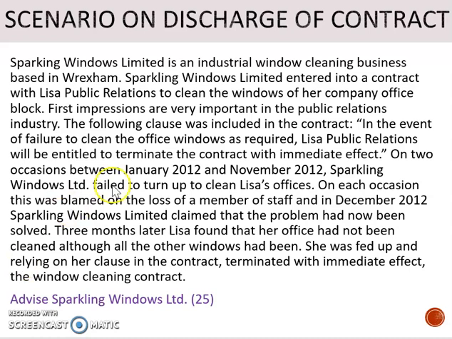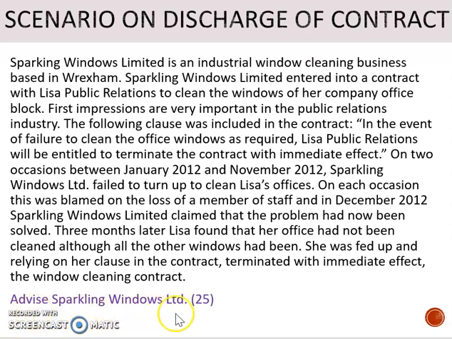On two occasions, between January 2012 and November 2012, Sparkling Windows Limited failed to turn up to clean Lisa's offices. On each occasion, this was blamed on the loss of a member of staff. And in December 2012, Sparkling Windows Limited claimed that the problem had now been solved. 3 months later, Lisa found that her office had not been cleaned, although all the other windows had been. She was fed up and, relying on her clause in the contract, terminated with immediate effect the window cleaning contract. And you're being asked to advise Sparkling Windows Limited.